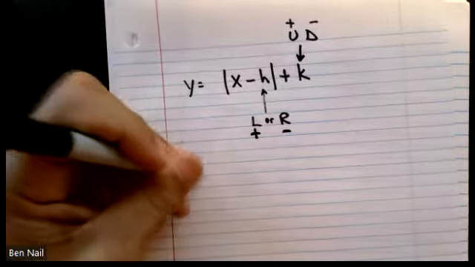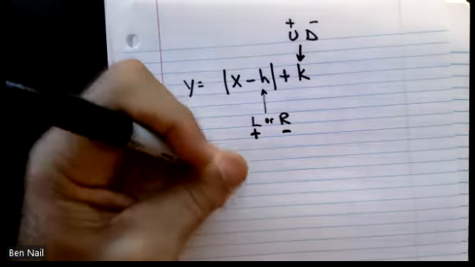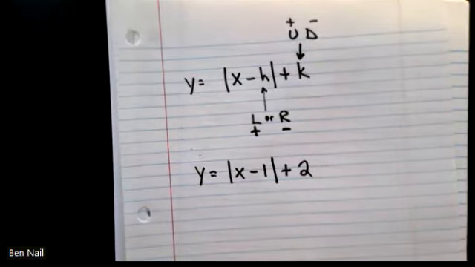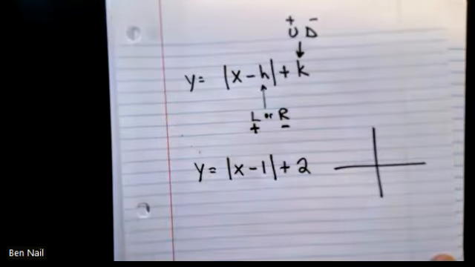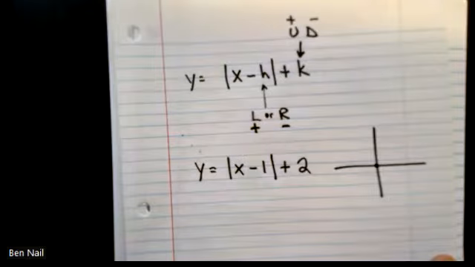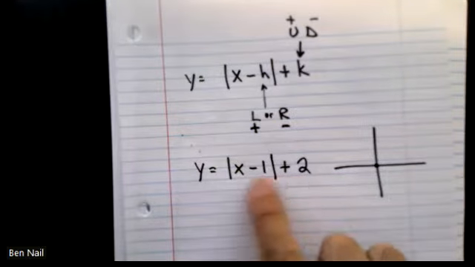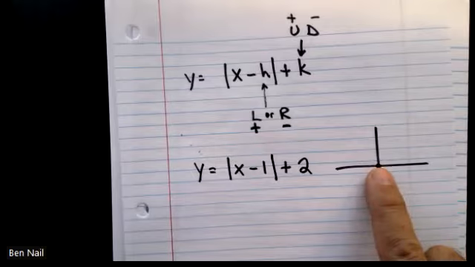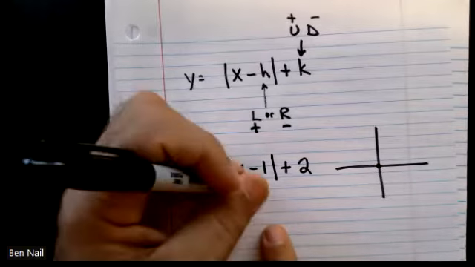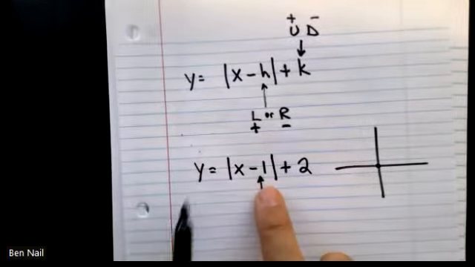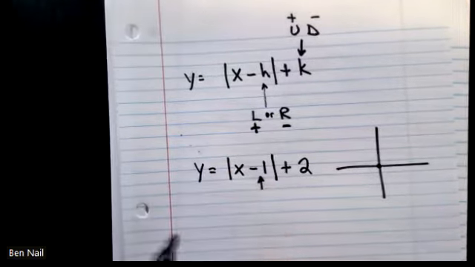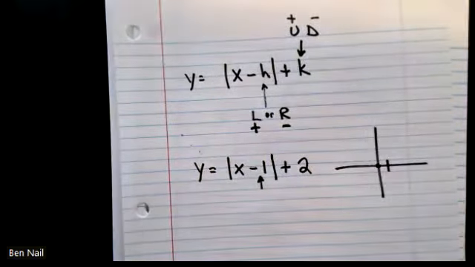So, for example, if they wanted me to graph the absolute value of x minus 1 plus 2, okay, the graph normally starts here at 0, 0. These numbers are going to shift left and right and up and down, and that's going to basically move the vertex of my V graph. So again, this -1, okay, a negative here inside is going to shift everything to the right that many units. So we're going to shift to the right 1 unit.